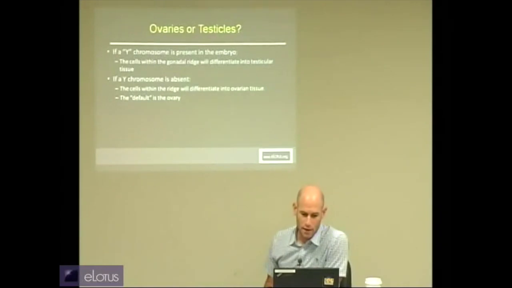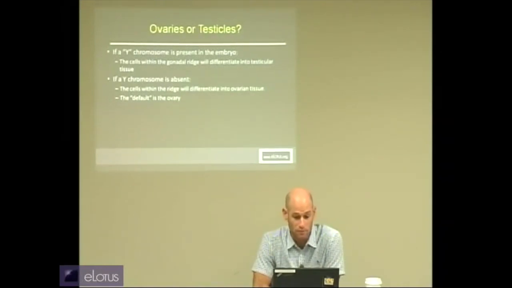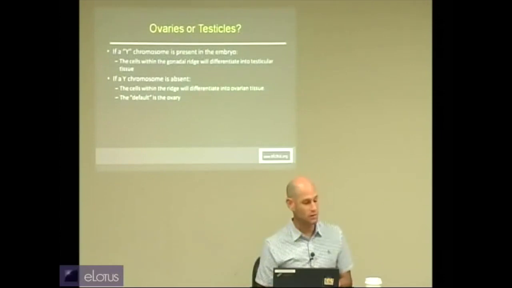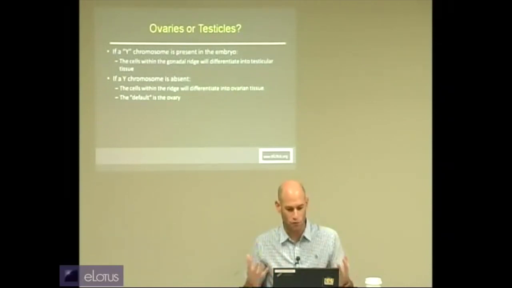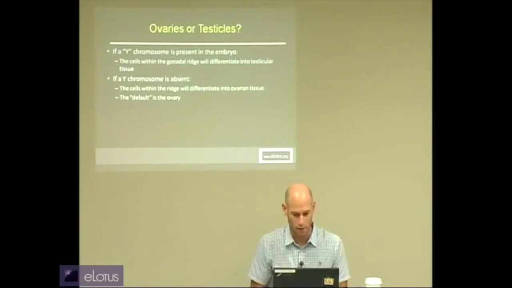So at this time, if there is a Y chromosome present, making the embryo male, the cells within that gonadal ridge will become a testicle. If a Y chromosome is absent, the cells within that ridge will become an ovary. So it's sort of like the default is to become an ovary. In some ways, from an evolutionary point of view, if there's any errors, we would default to become female as opposed to male. Maybe it's more important that we create females and males. That could be the way we look at this.